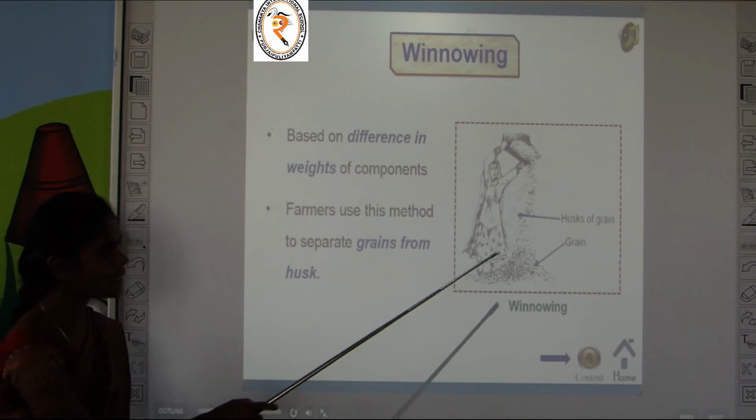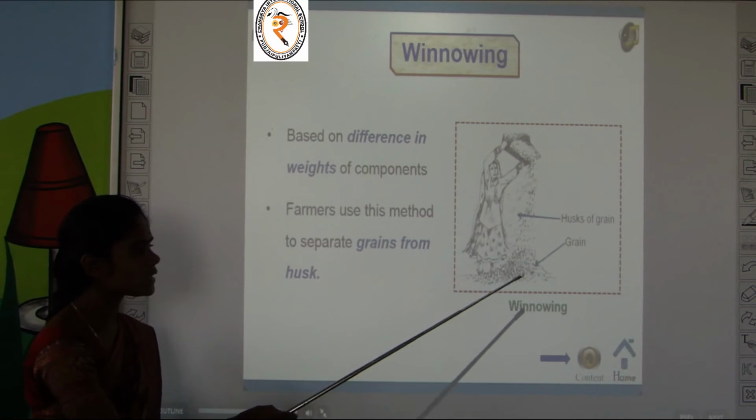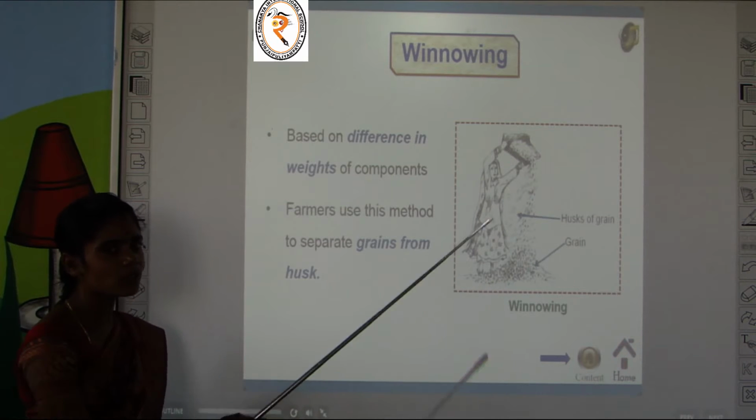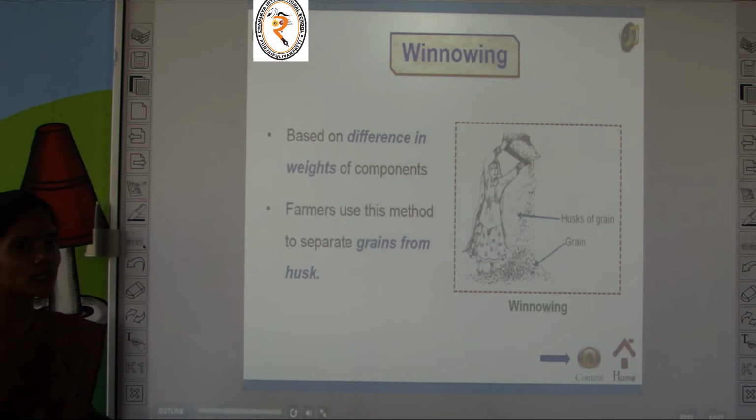Look at the picture. The husk is less in weight and the grains are more. Okay, so which method can they use to remove or separate the husk from grain? It is winnowing. Okay.